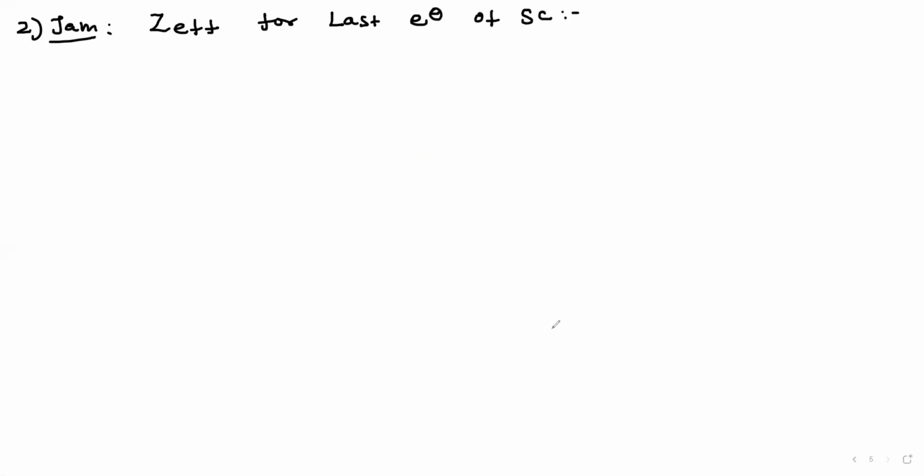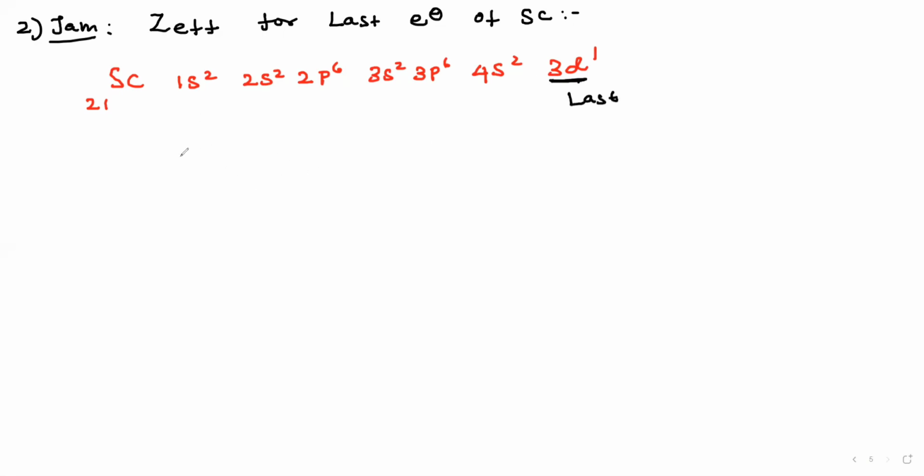Simple, okay? Now what is scandium atom number, 21, right? Please note. Scandium 21 configuration: 1s2, 2s2, 2p6, 3s2, 3p6, 4s2, okay? Then 3d1. Now which is the last electron? See, this 3d electron is last. Yes or no? This is the last electron, not the 4s electron.